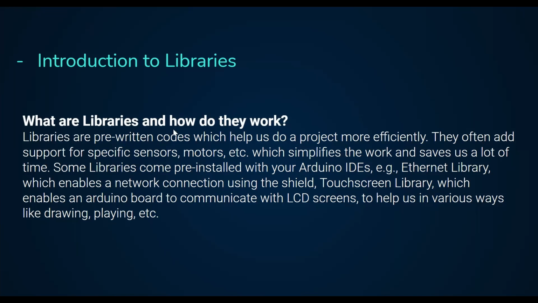These are pre-written codes written by other people, which we just copy from them and use in our own projects. So, libraries are basically pre-written codes which we install, or they're already installed. We just use them in our codes. Some examples are given here, like the Ethernet library, which helps us connect to a network. The Touchscreen library, which you have seen, helps us write on screens for drawing, playing, etc.